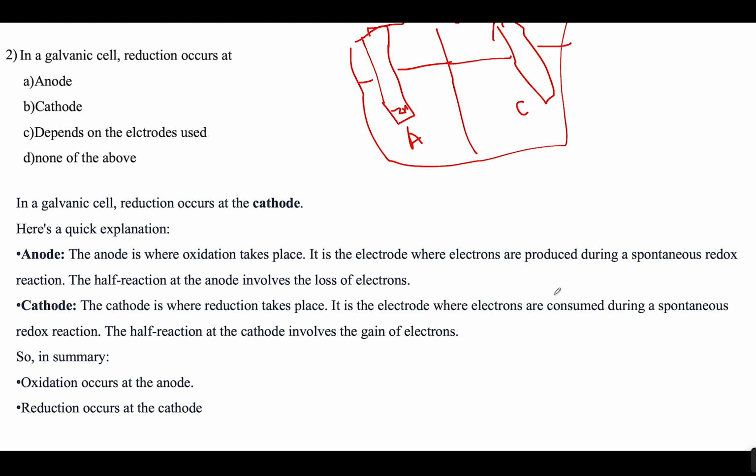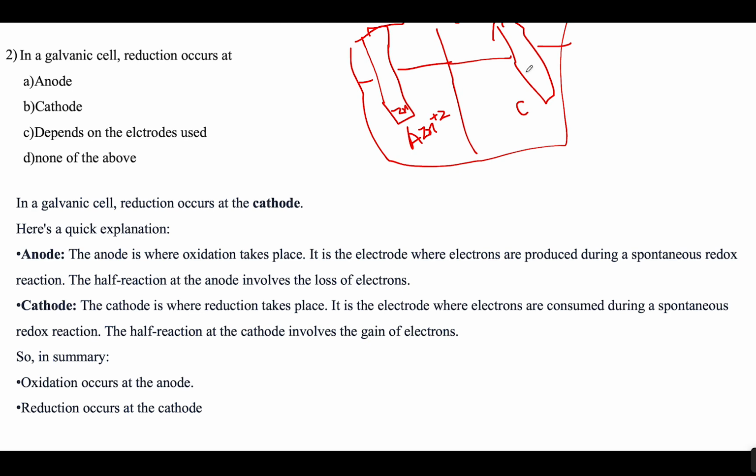So what happens, the electrode starts to deteriorate and produce Zn2+ ions, which dissolve in the solution, whereas the produced electrons are transferred from anode to cathode through an external circuit.